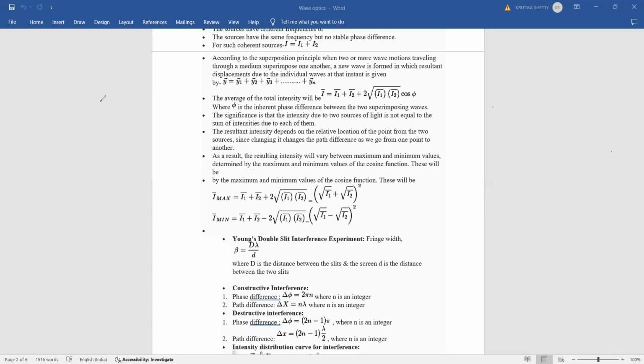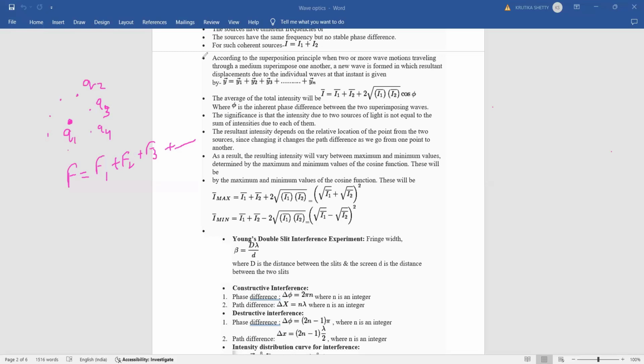Okay, so here, what is that superposition principle? According to the superposition principle, suppose here one charge is there, this is Q1 charge. If it is surrounded by n number of charges like Q2, Q3, Q4, then the resultant force on Q1 is given by F1 plus F2 plus F3, and so on up to Fn, right? So this is the superposition principle in case of electrostatics.